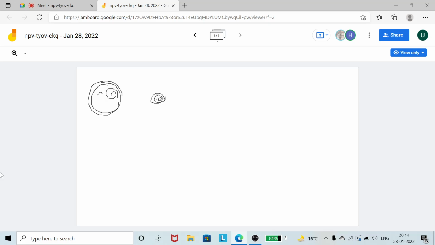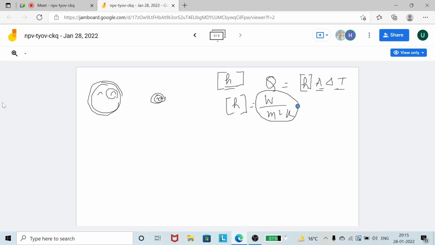Similarly, for heat transfer coefficient H, what is the unit? First of all, this unit must be clear. Heat transfer is H A delta T. So the unit of H is watt per meter square Kelvin, because Q is in watts, A in meter square, and delta T in Kelvin. Now what is the dimensionless value of H?